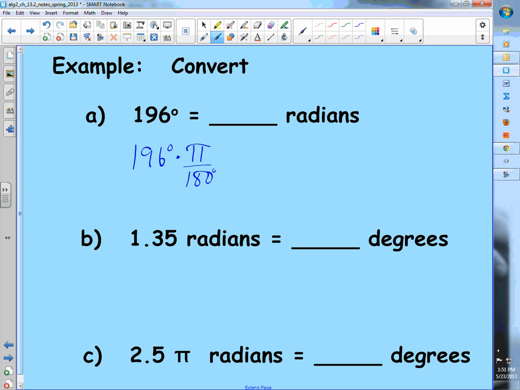This is something that we don't teach you, so you probably haven't been taught, but when you have degrees divided by degrees, the units of measure actually cancel as well. So degrees divided by degrees, you don't have degrees anymore. 196 reduced to 49 over 45. So the answer is 49 over 45 pi radians. We don't need anything else there.